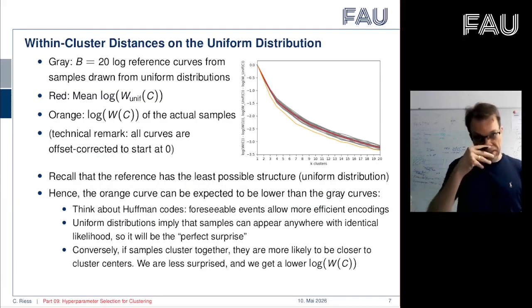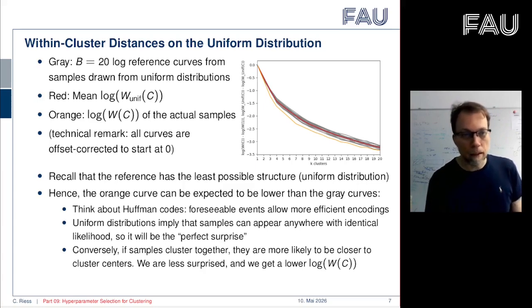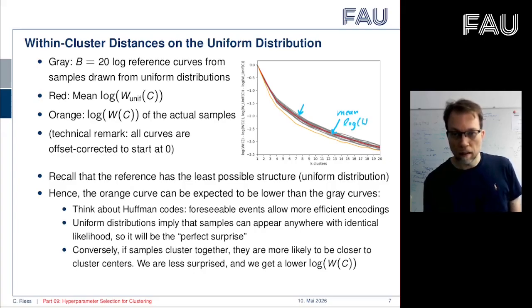Okay, so let's have a look at some example output. So here I drew in gray these like 20 log reference curves from samples drawn from uniform distributions. The red line in the middle here is effectively the mean. So the mean log uniform within cluster distance.